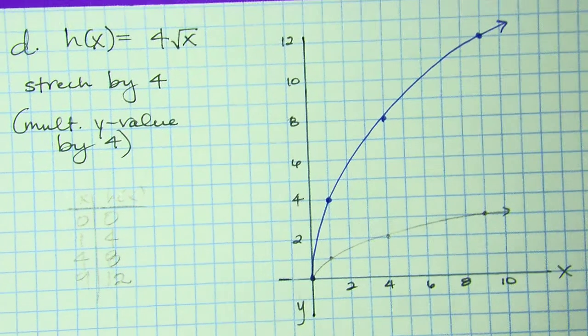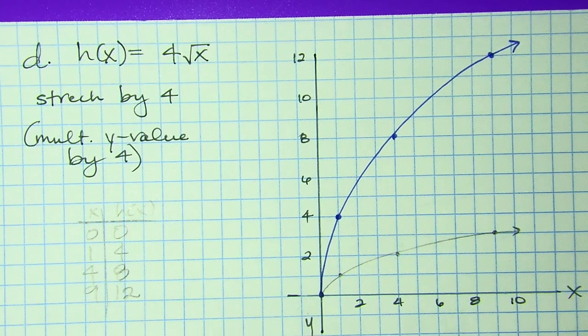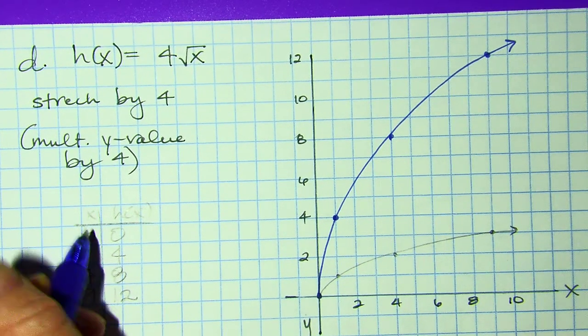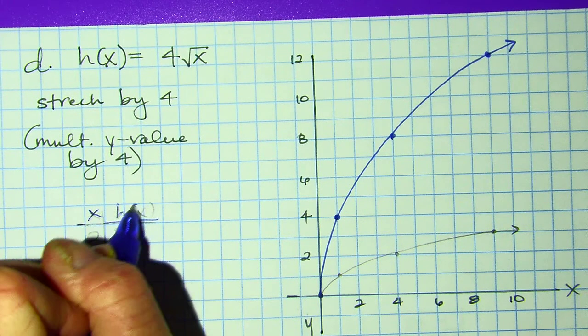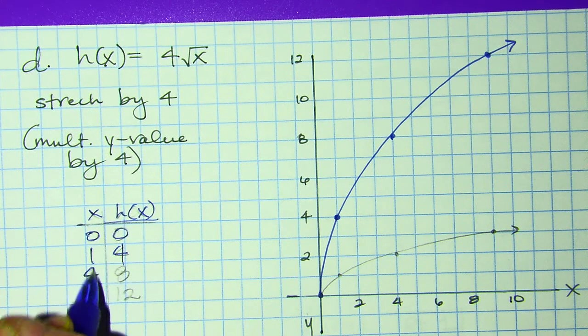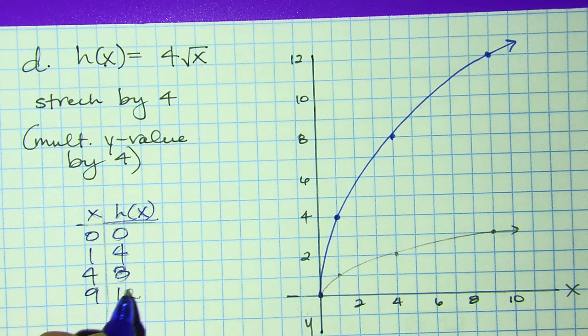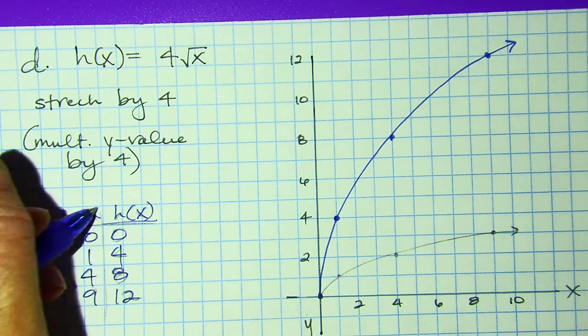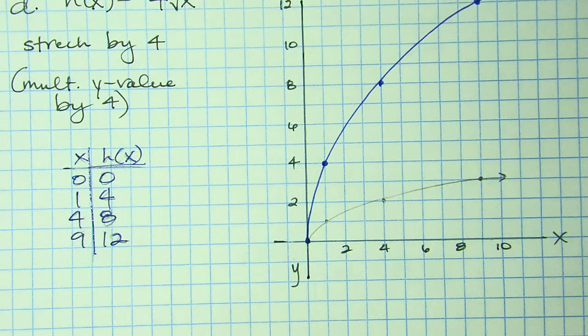So check that out. Crazy. Each y value has been, and I'll show a little table here. When in doubt, build a table. 0, 0, 1, 4, 4, 8, 9, 12. All right, part E.